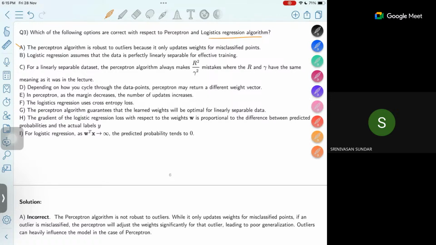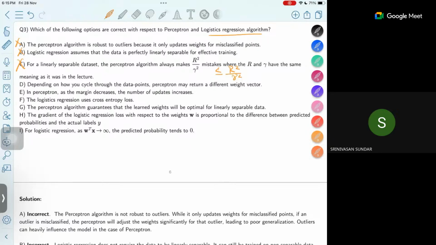So this is definitely an incorrect statement. Now, logistic regression assumes that the data is perfectly linearly separable for effective training. Is this true? Again, it's false, because in logistic regression, we assign probabilities that the class is +1 or the class is -1. So logistic regression doesn't assume linear separability. We can model even data sets which are not linearly separable. And for a linearly separable data set, the perceptron algorithm always makes R square by gamma square mistakes. This is also incorrect because R square by gamma square is only the upper bound. It doesn't mean that every time it will make that many mistakes.